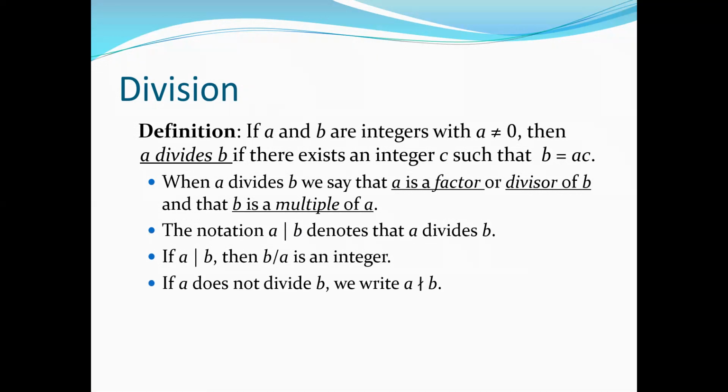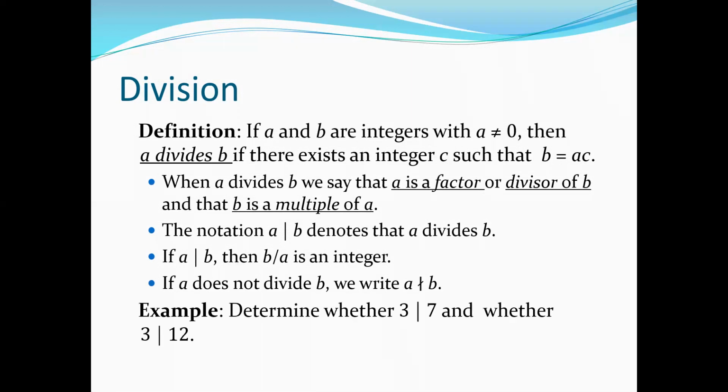In case the result of the division is not an integer, this is how we write it: we put a slash on the pipe. It means a does not divide b, so the result is not an integer. That's the meaning of does not divide.